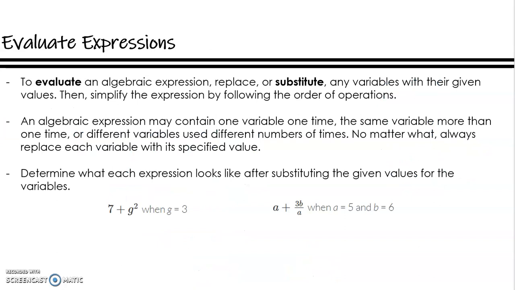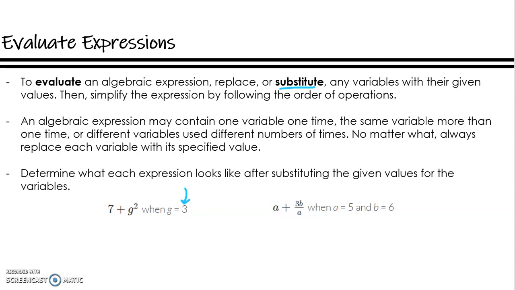To evaluate an algebraic expression, you're going to replace, or a word you're going to see a lot is substitute, any variable with the given value. Then you're going to simplify the expression by following the order of operations. So as you can see down here, this expression only contains one variable, so we're going to insert 3 in this one spot and then solve.